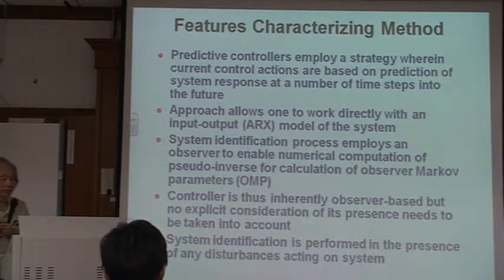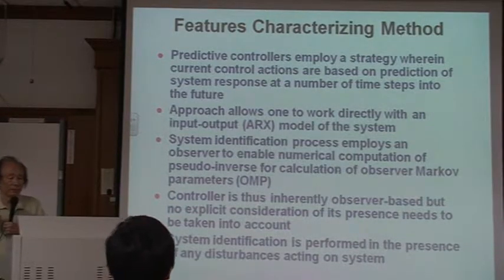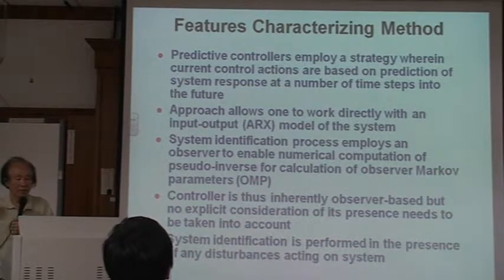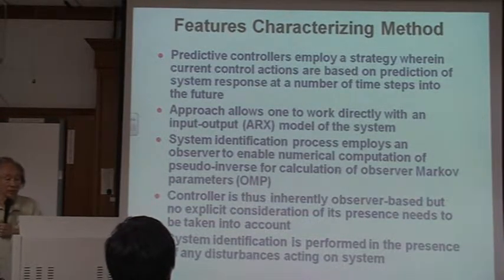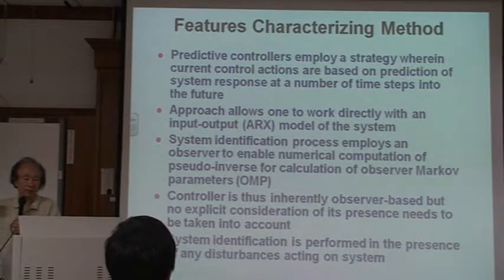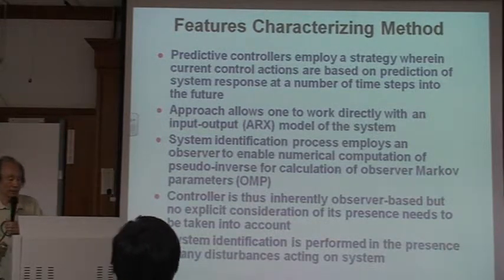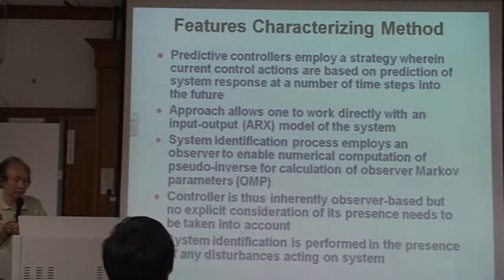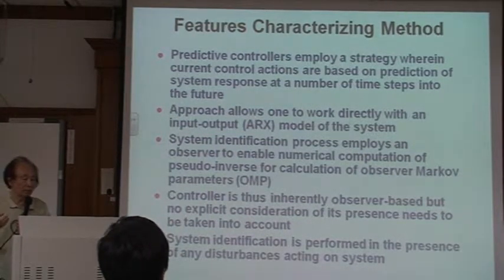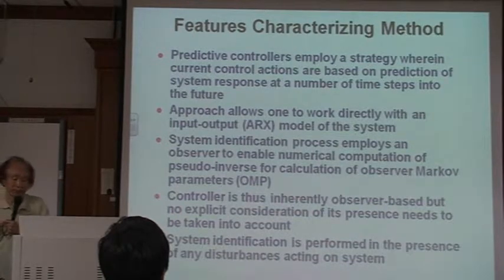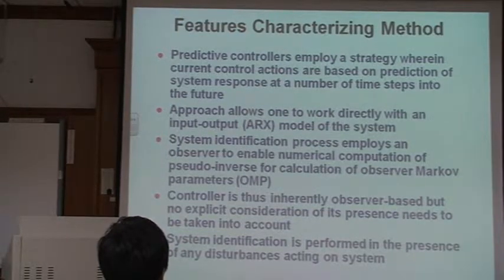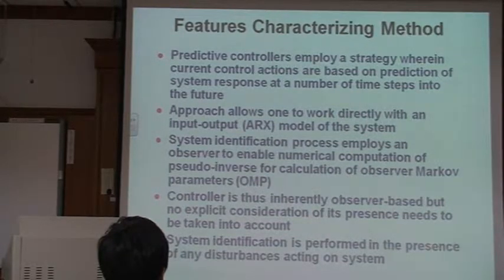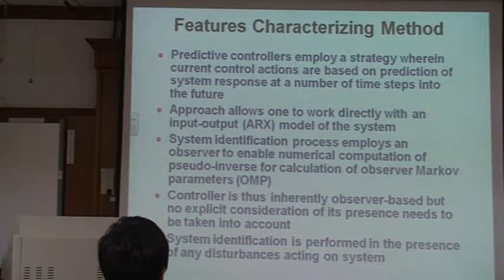Now, the predictive controller uses a strategy: current control actions are based on prediction of the system response. That's the output prediction matrix, the equations we have. There's a system identification involved in here. There's a concept here because there's a system ID involved. Right? We have system ID. We have to identify alpha and beta.